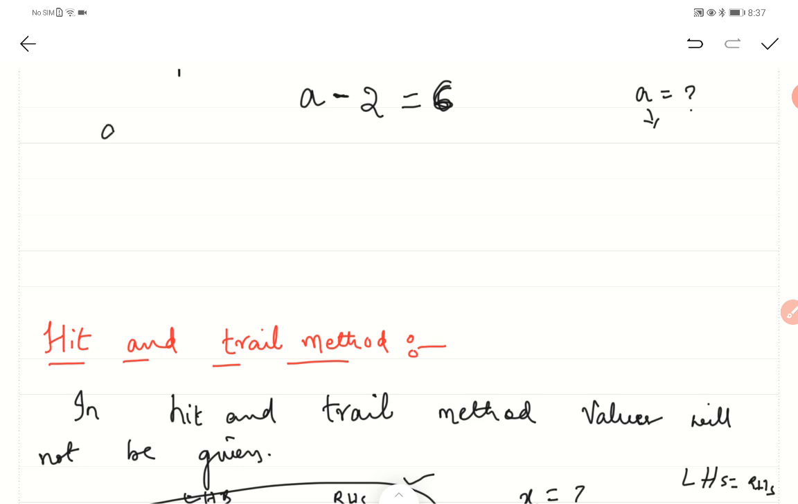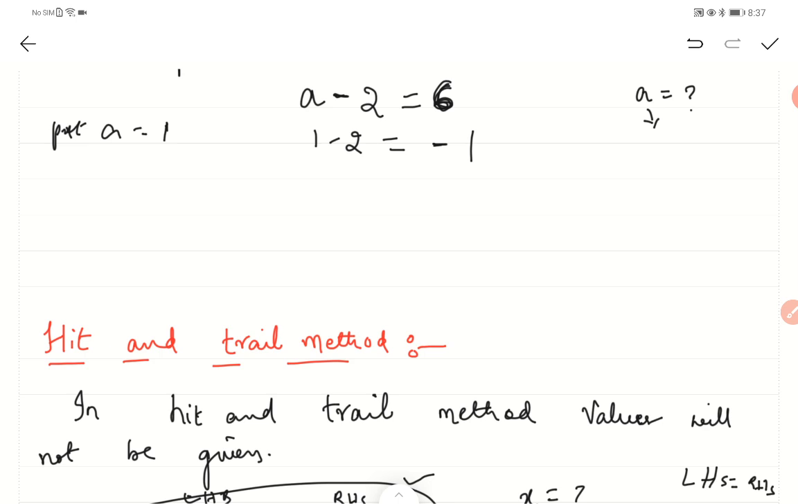You can try a equal to 1. Put a equal to 1. We are going by trial and error method. So if I put 1 minus 2, then I will get minus 1, isn't it? But here it is 6. So that means for a equal to 1 it is not possible, isn't it? So just go for the same trial and error method.